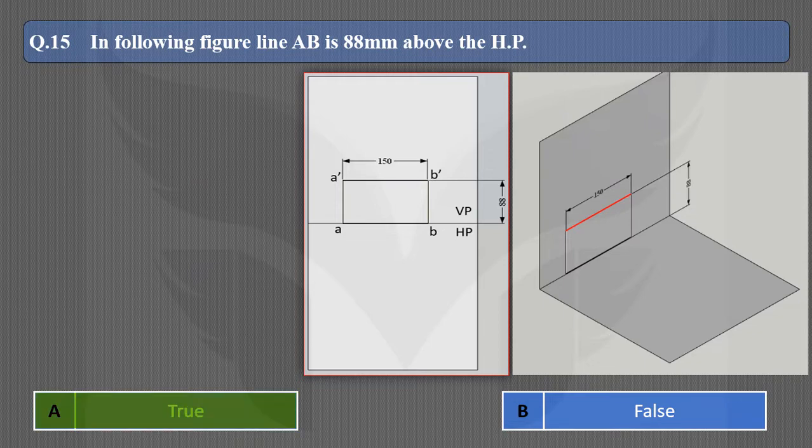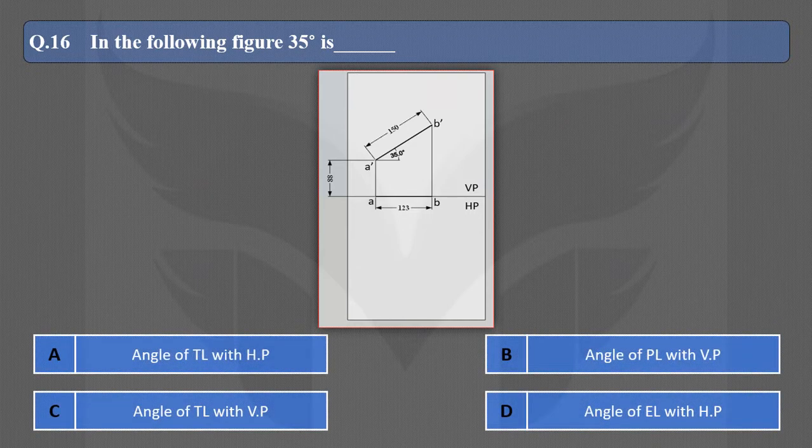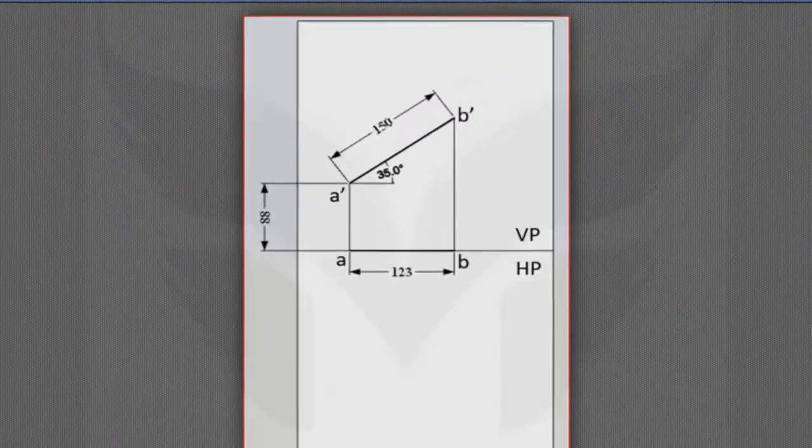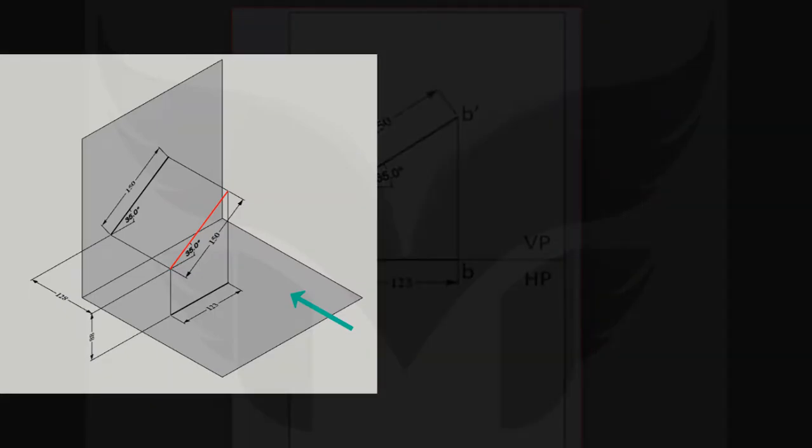Alright, next question. In the following figure, 35 degree is dash dash. And here are our options. In this figure, the front view shows the true length of a line and the top view shows the plan length of a line. So the angle 35 degrees is the angle made by the true length. But with which plane? In the front view, we can see the angle made by the line with HP.